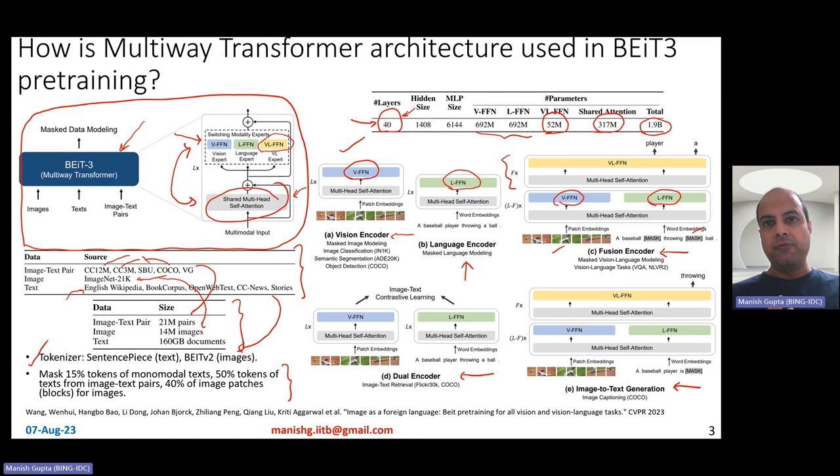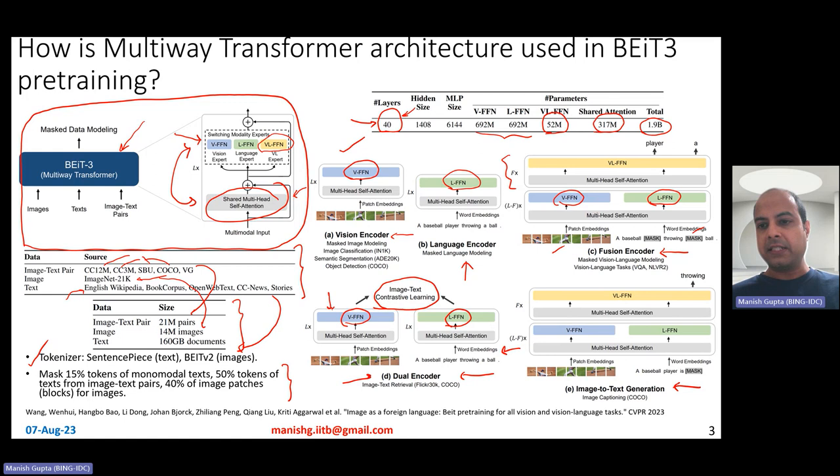Now, you could also use it as a dual encoder. You take the images and pass them to one copy, which fine-tunes the vision expert, and another copy which fine-tunes the language expert, taking the language part. At the end, when you get the representations, you take the cosine similarity between them and train them using contrastive loss. That's a dual encoder, which is more like a contrastive encoder. Lastly, you can use it for image-to-text generation.